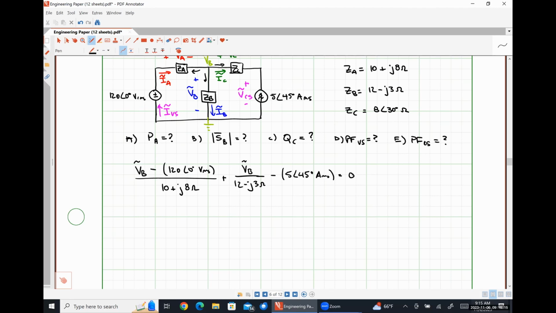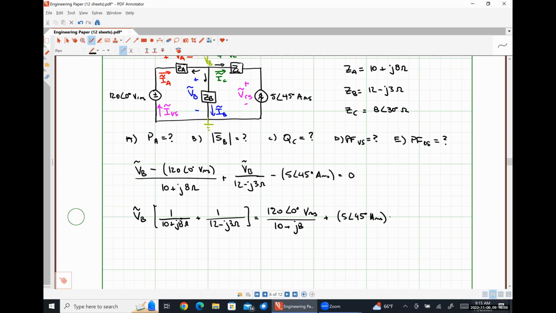Now I am going to reorganize my equation. So I'll have VB by itself over here: 1 over 10 plus j8 plus 1 over 12 minus j3 is equal to 120 angle 0 degrees volts RMS divided by 10 plus j8 plus 5 angle 45 degrees amps RMS.